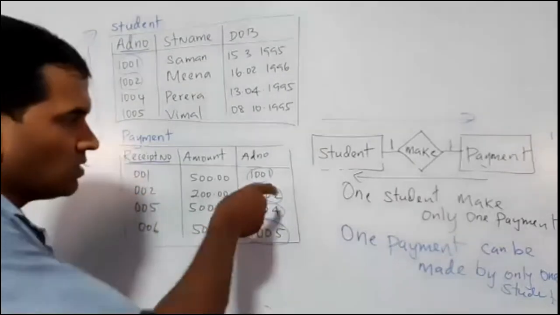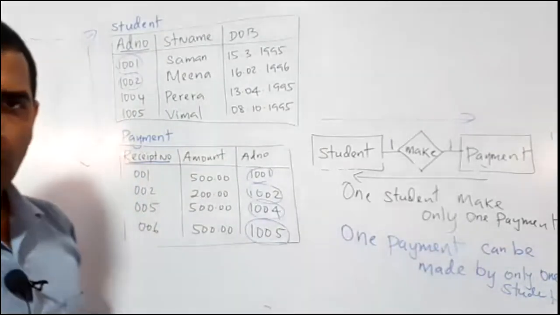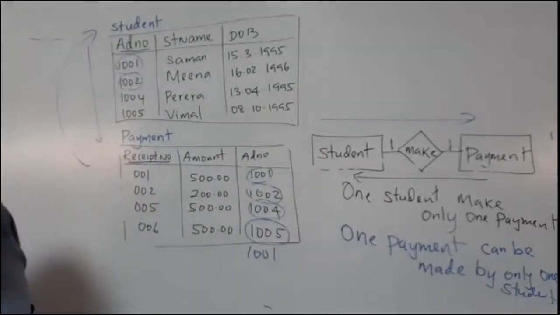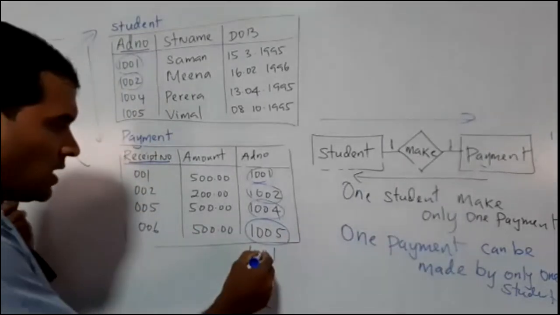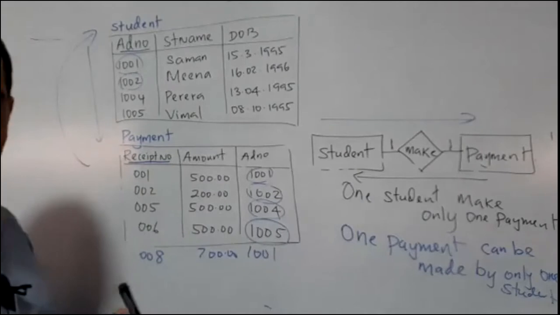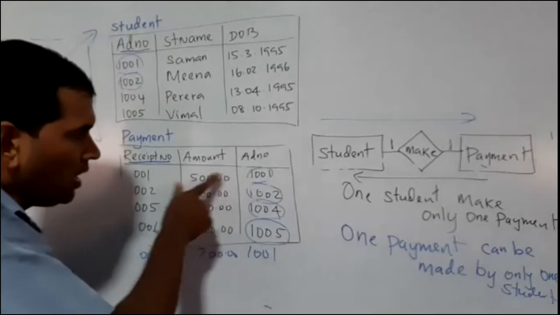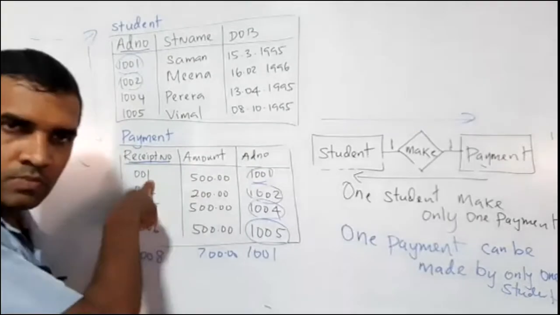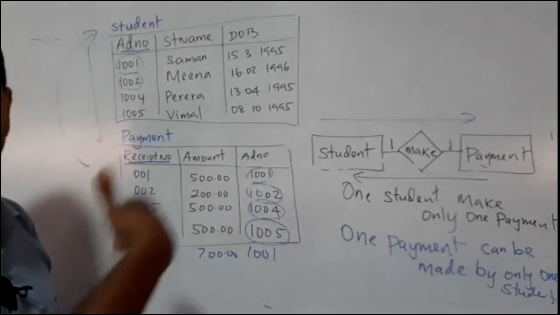So which means 1001 paid only 500 rupees and got 001. If I have 1001 again, then there is a complex thing. That may not be one-to-one, because here one student can make only one payment. For example, if this table has 1001, 700 and 008, now it is wrong, because look here, a student who is at 1001, Saman, made two payments. Saman made 500 rupees and got 001 as a receipt. The same Saman made another payment and got 008, which is not one-to-one.